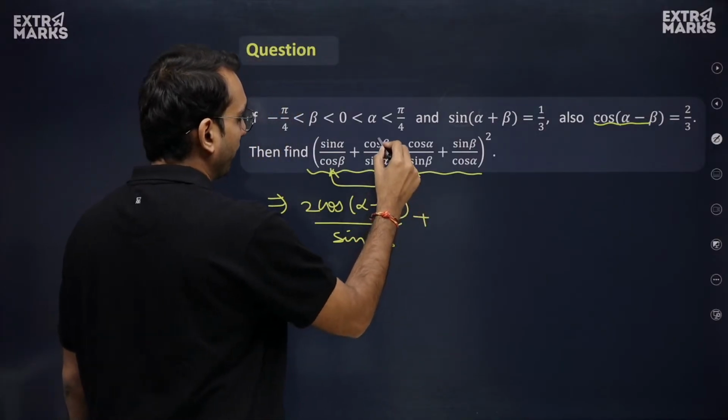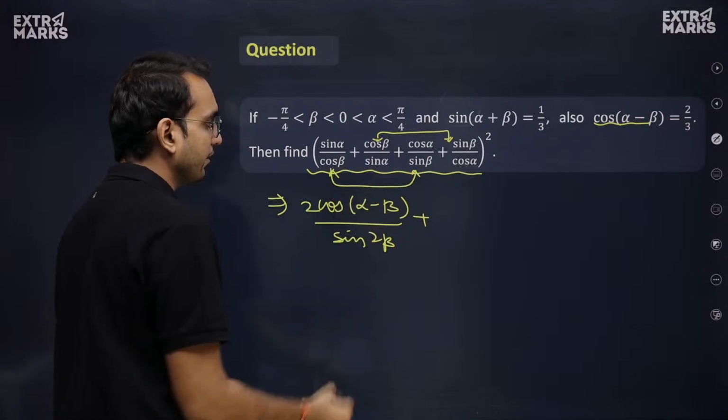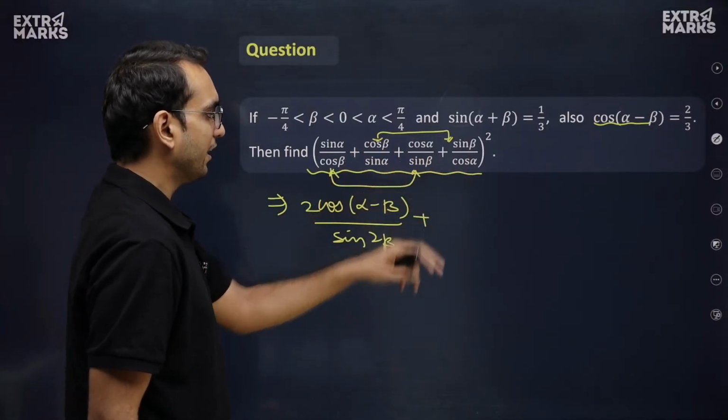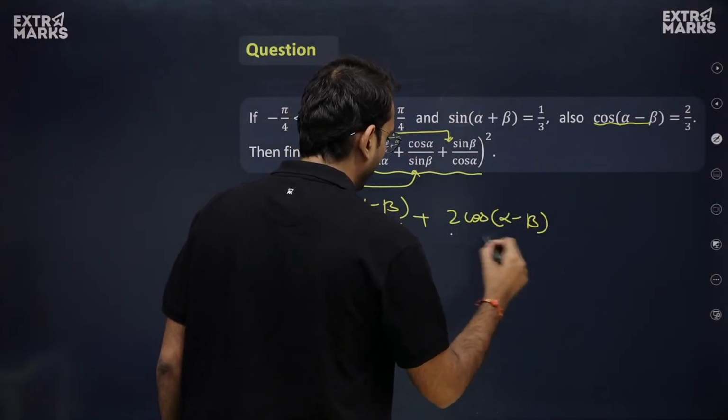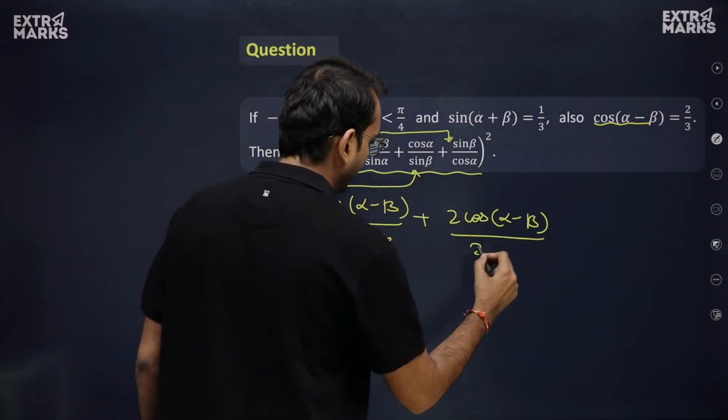Similarly, when we apply this and this, when we add this and this, so cos beta cos alpha plus sin alpha sin beta, it again becomes 2 cos of alpha minus beta upon sin 2 alpha.